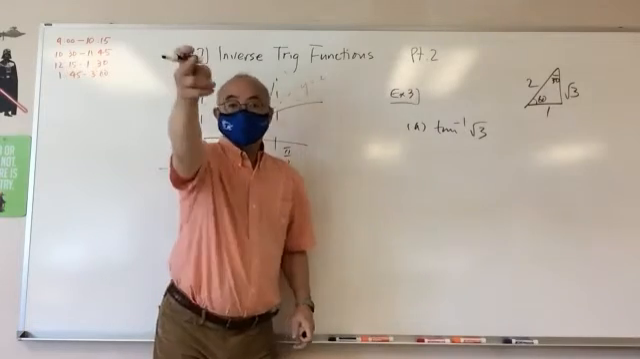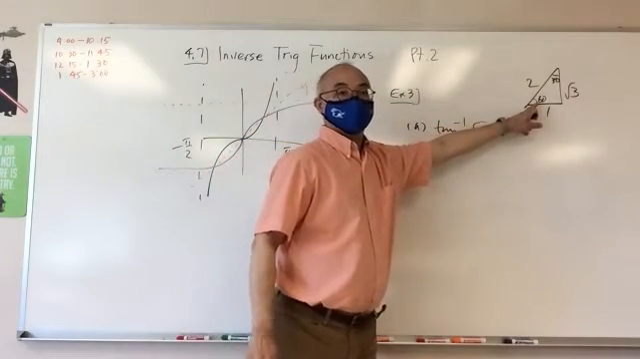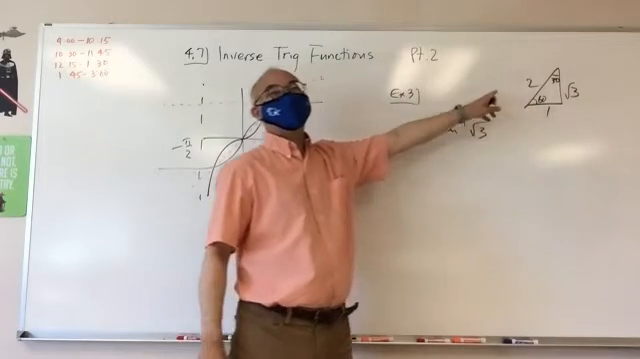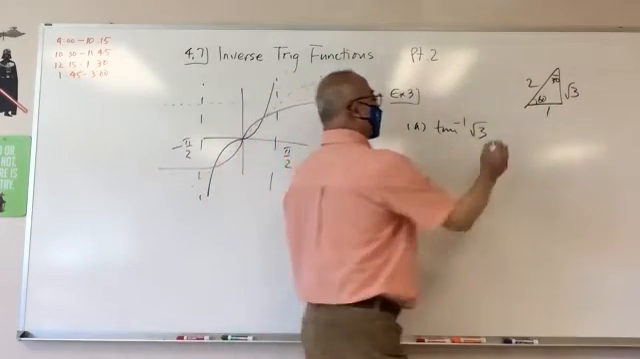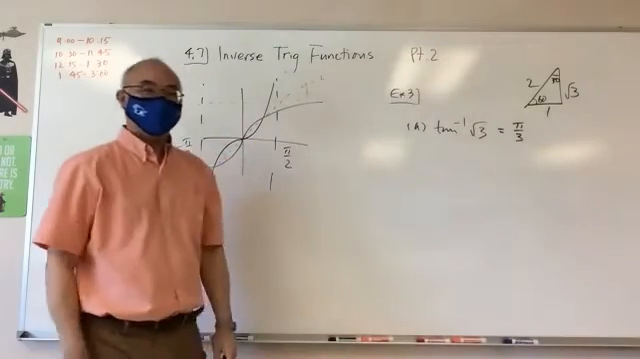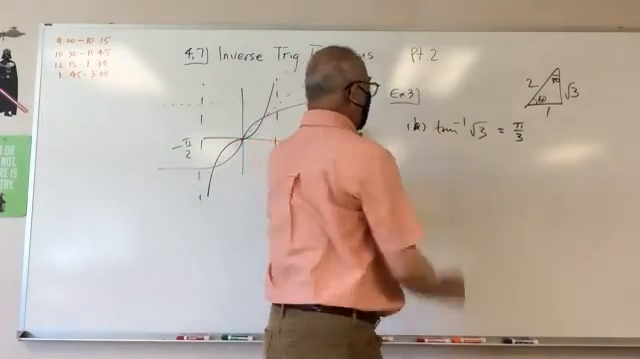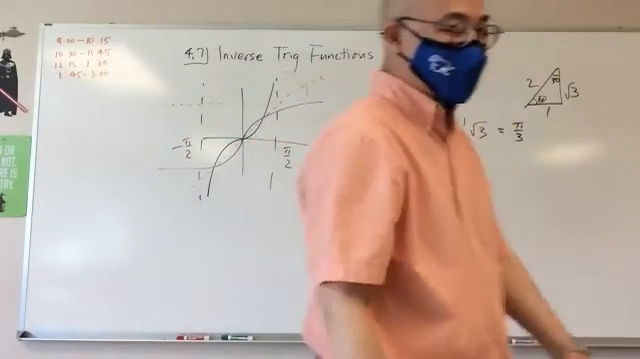Pi over 6? It's pi over 3. Pi over 3, right? 60 degrees, pi over 3. Okay, all right. This was B, by the way. This is B. Now C is the tricky one.